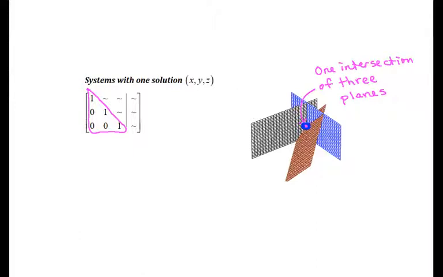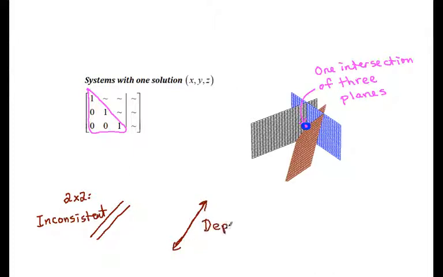If we recall from 2 by 2 systems, we did have some special cases which we called inconsistent and dependent. So just a quick little reminder, with the 2 by 2 systems, inconsistent was parallel lines, right? And they never intersect. And this had no solution. Dependent was when we draw two lines and they turn out to be the same line. This had an infinite number of solutions.